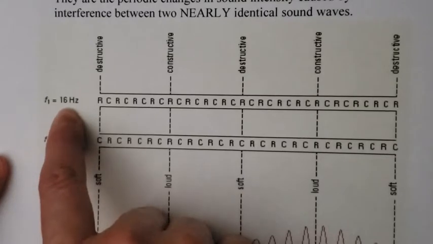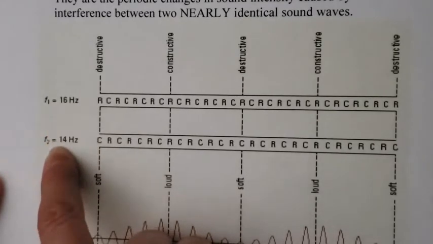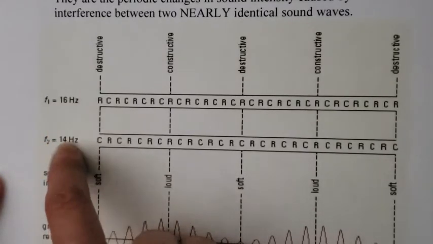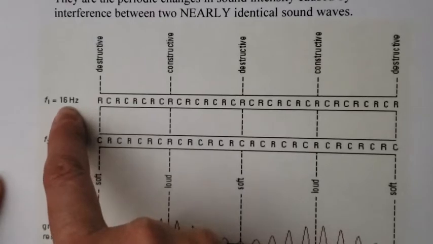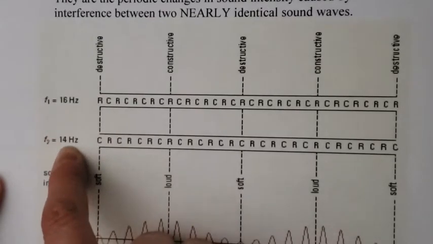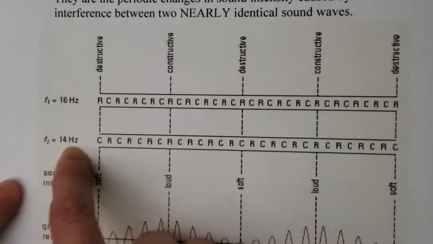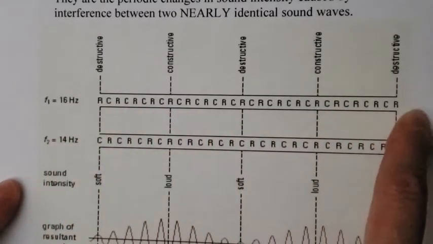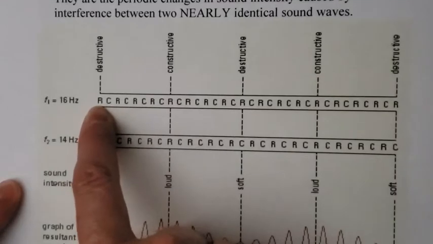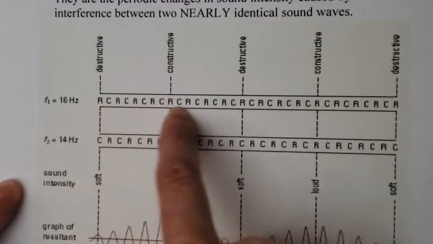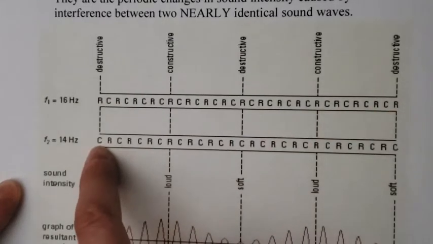If I have a tuning fork that's 16 hertz and one that's 14 hertz, what that means is I'm going to have 16 waves every second and here 14 waves every second. And I've actually drawn this out. R stands for refraction, C is compression. So that's one wave, and I have 16 of these. And in the other one, I have 14 compression, refraction.